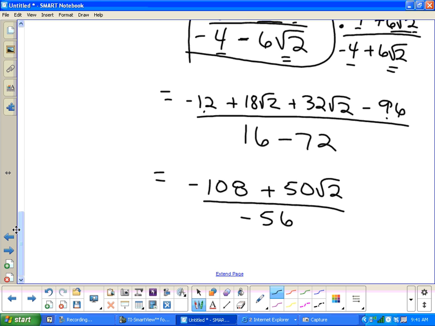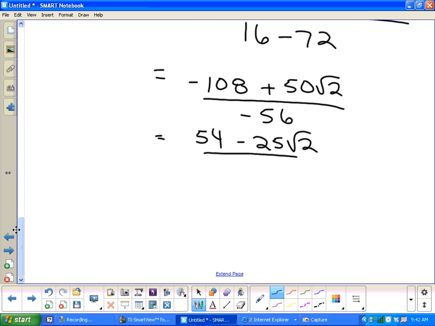Right, we'll get rid of the negative denominator. There's something else here too. You can reduce by at least 2. Okay. So you'll do it by negative 2 and take care of the negative in the denominator at the same time. So reducing by negative 2, this will give you positive 54 and what? And negative 25 square root of 2 over, what's negative 56 divided by negative 2? That would be positive 28.